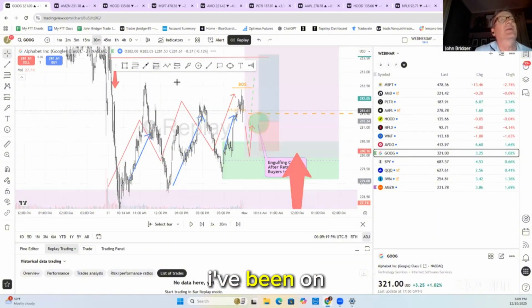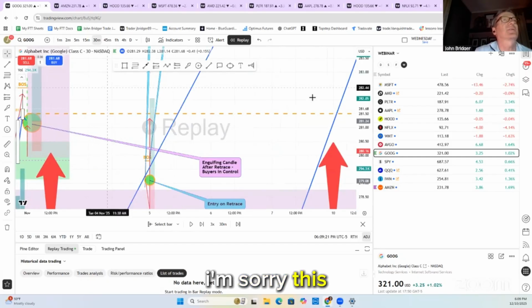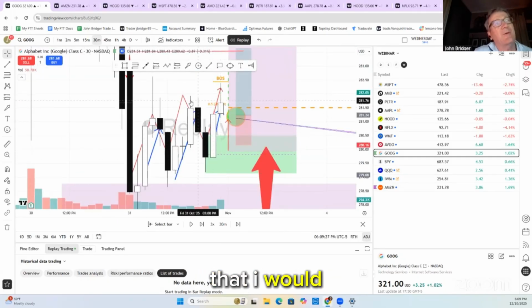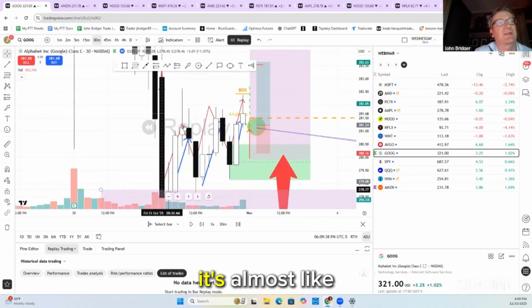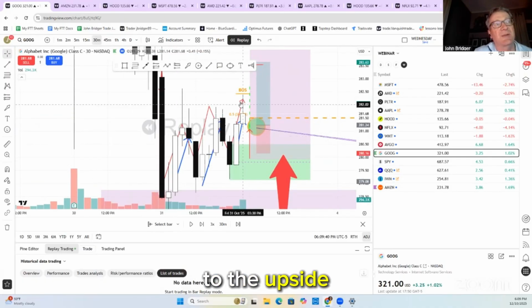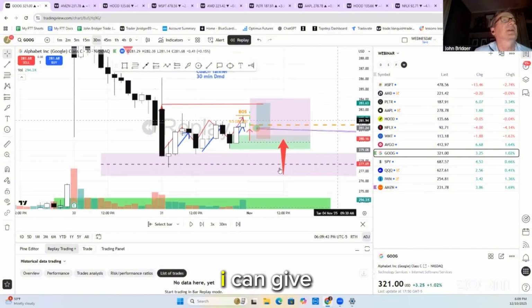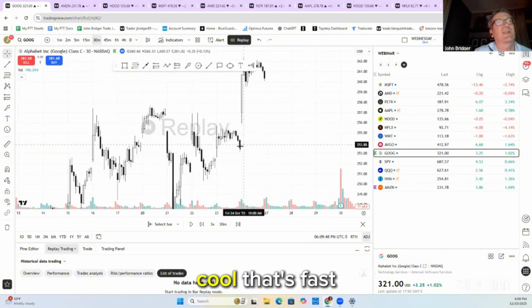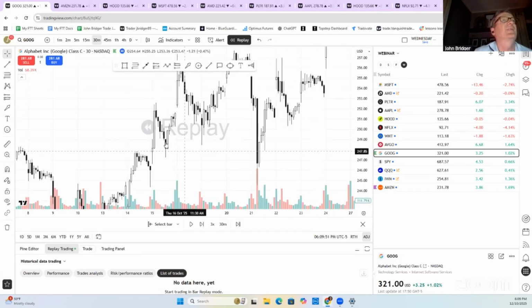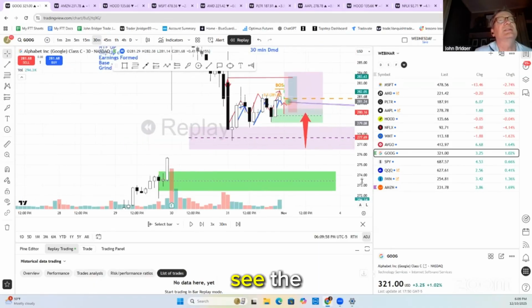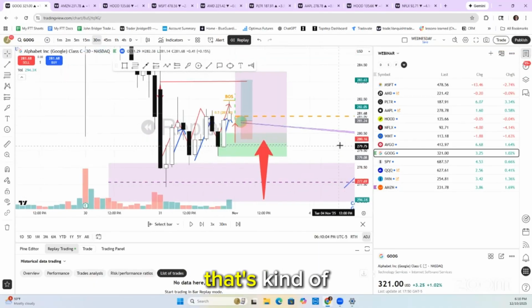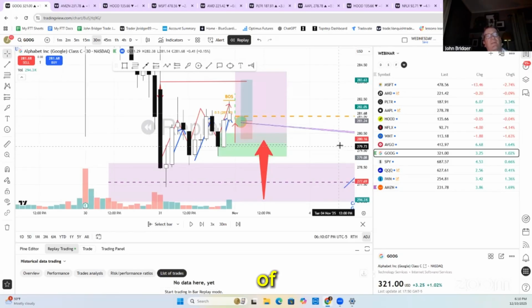Here I've done it on the 30-minute time frame. I'm sorry, this looks kind of bad, but you see this move here. I would say this zone represents a continuation, almost like a market structure continuation to the upside. It's not a fast zone. Let me give another example of a fast zone. Clearly that's fast, a gap up, vertical move. This is also pretty fast. This is more what I'd call a typical demand zone, where you see the steady grind up.